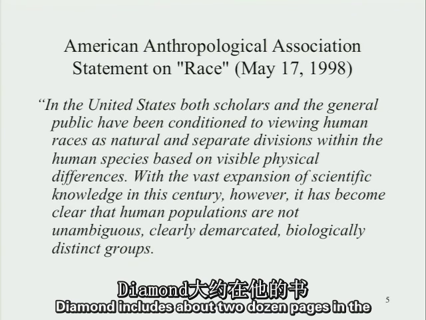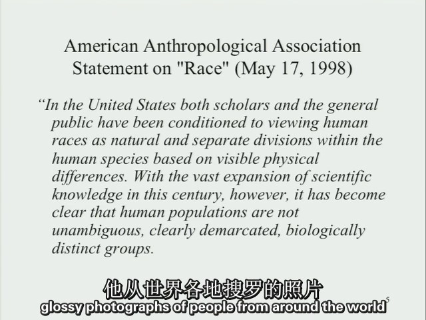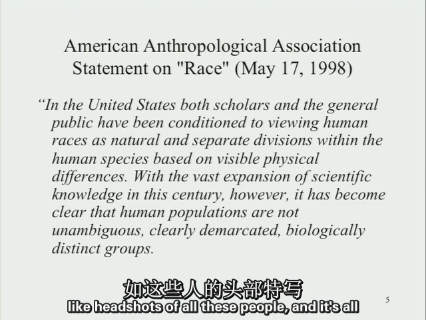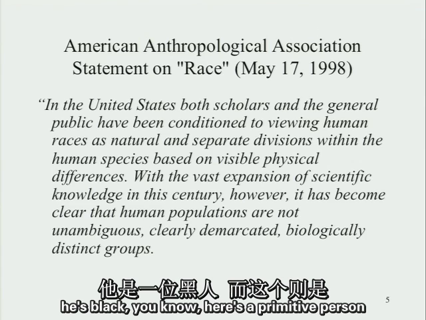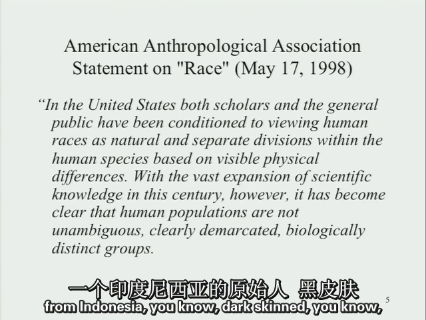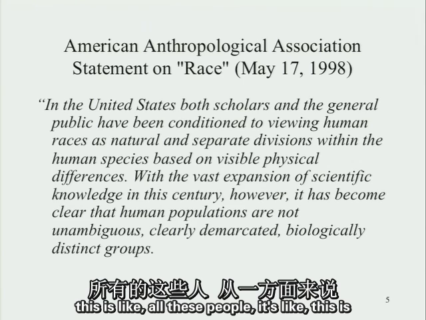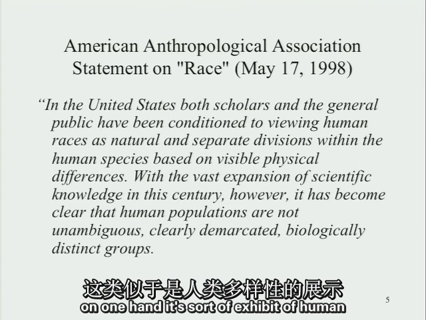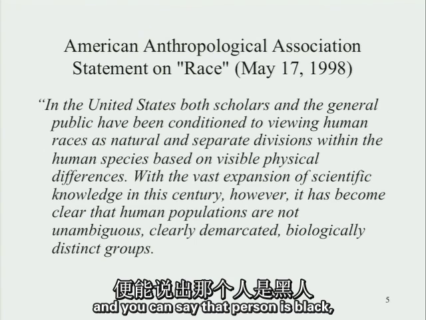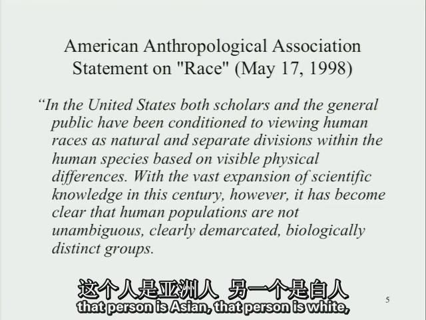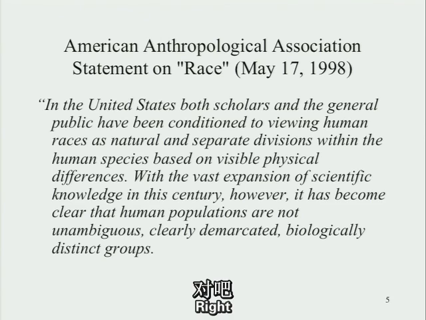Diamond includes about 24 pages in the middle of his book where he's got these nice glossy photographs of people from around the world, like headshots of all these people, and it's all about, like, here's Nelson Mandela. He's black. You know, here's a primitive person from Indonesia, you know, dark-skinned. On the one hand, it's a sort of exhibit of human diversity. On the other hand, it's very much this kind of thing. Like, you can look at the picture and you can say, that person is black, that person is Asian, that person is white, that person is Native American, that kind of thing, right?